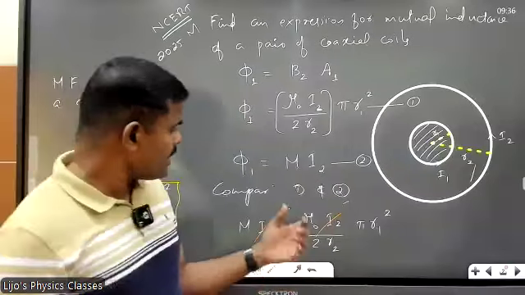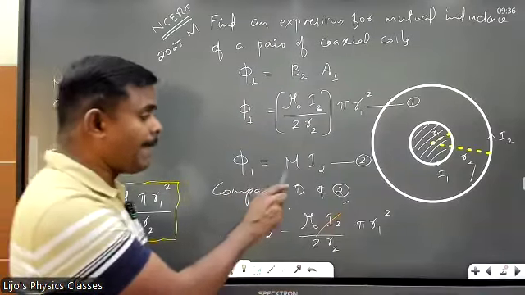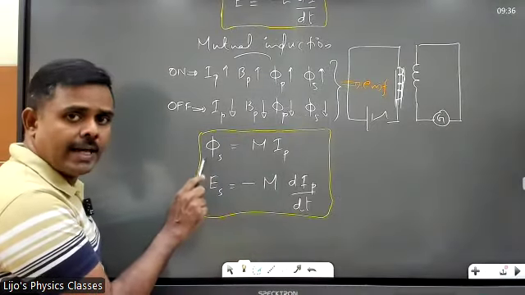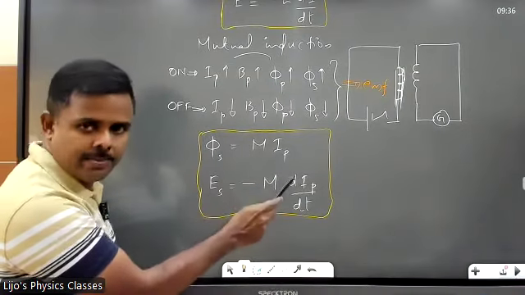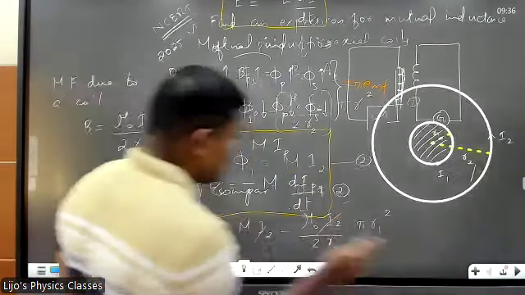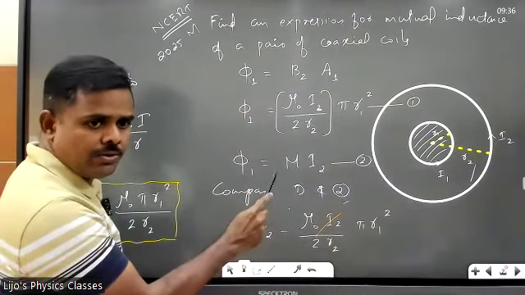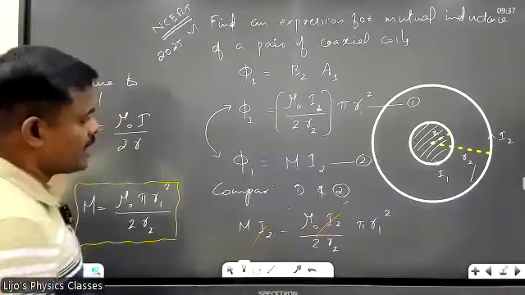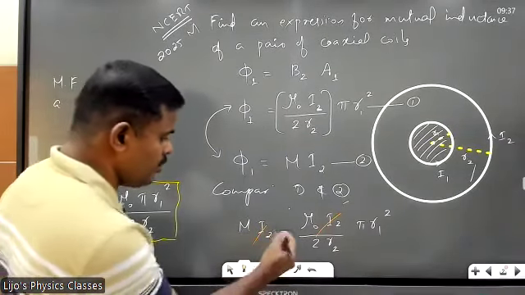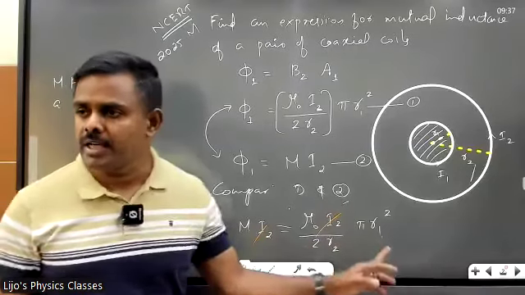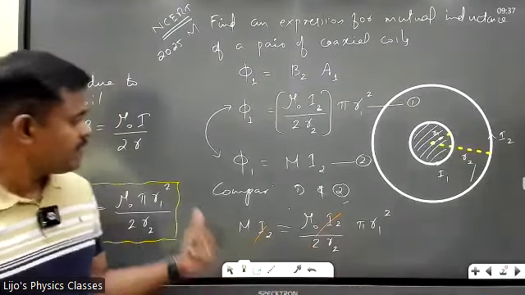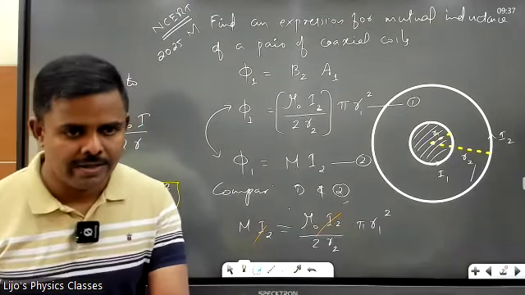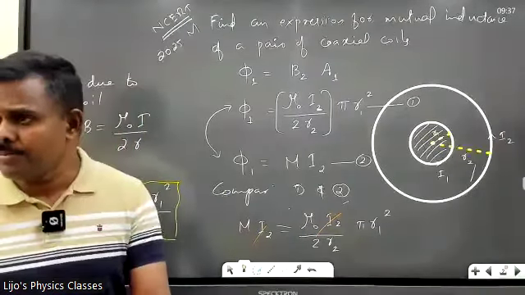And then what? Flux is also given by M I. We learned it yesterday: flux in the secondary is mutual inductance into current in the primary. So flux in the first coil is mutual inductance into current in the second coil. So you have two equations for phi. You can compare them. M I2 is equal to mu 0 I2 by 2R2 into pi R1 square. The I2s get cancelled. Eventually you are left with M equals mu 0 pi R1 square divided by 2R2. Hope you got it. Clear? It's a 3-mark question. It's very important. You have to learn it today itself.